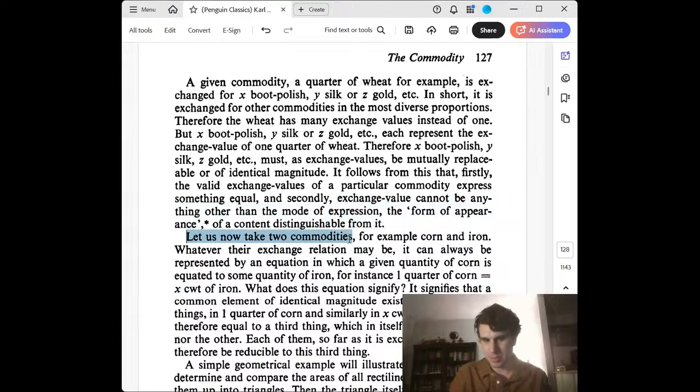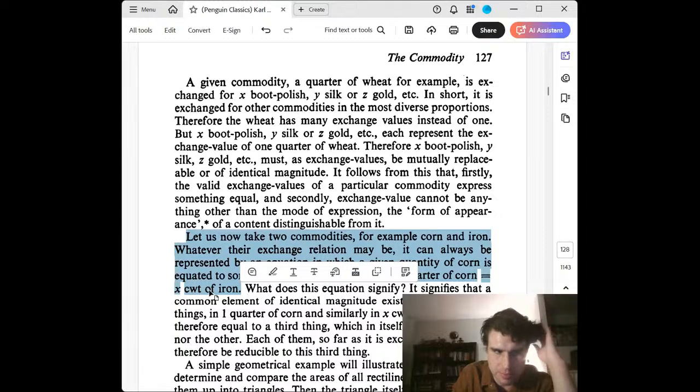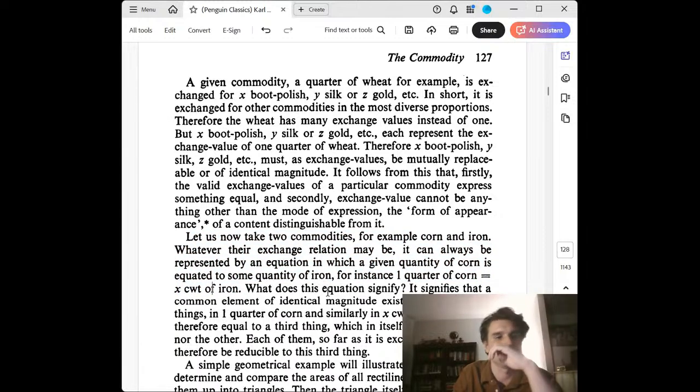Let us now take 2 commodities, for example, corn and iron. Whatever their exchange relation may be, it can always be represented by an equation in which a given quantity of corn is equated to some quantity of iron. For instance, 1/4 of corn equals 1, let's say, pound, I don't know what this measurement is, of iron. What does this equation signify? All right, so 1/4 of corn is X pounds of iron.